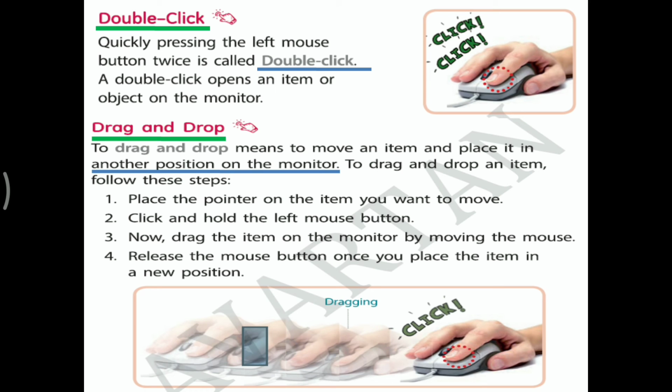So let's follow these steps on how to drag. First, place the pointer on the item you want to move. Next, click and hold the left mouse button. Next, drag the item on the monitor by moving the mouse. And release the mouse button once you place the item in the new position.